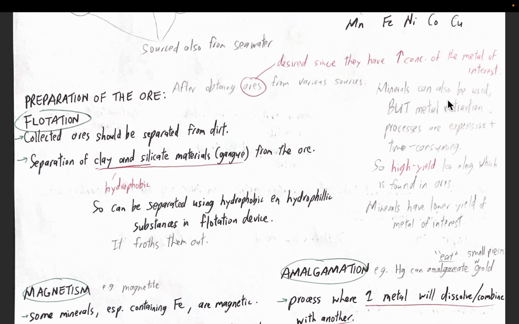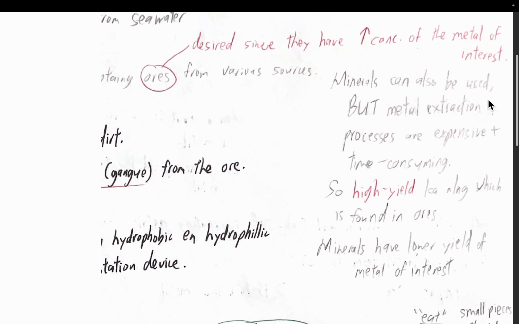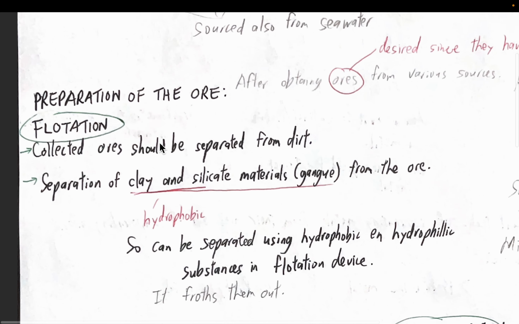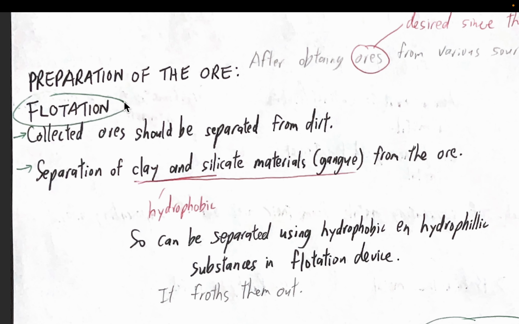Okay, minerals can also be used, but metal extraction, we'll get to that later. First, let's talk about flotation. So, in flotation, collected ores have to be separated from dirt. So, just remember the key word dirt. That's already flotation. When you separate clay and silicate materials, basically they are called gangue. You separate them from the ore.